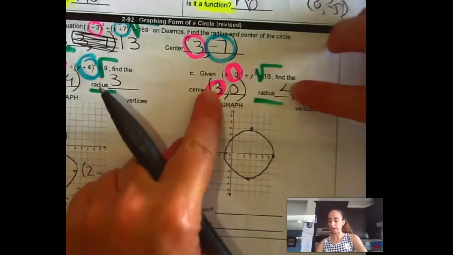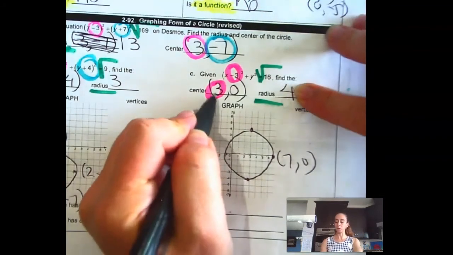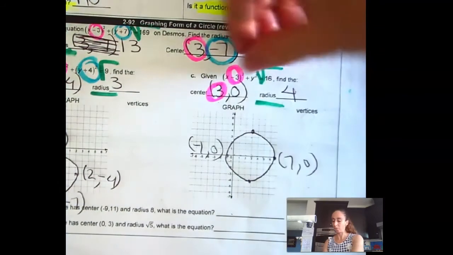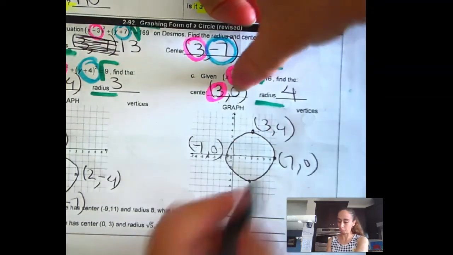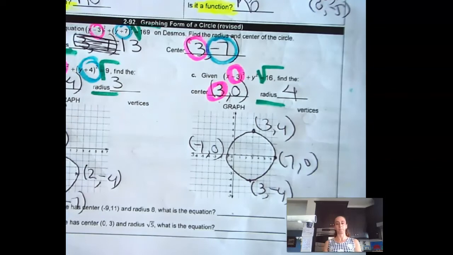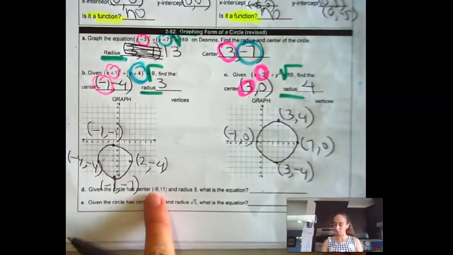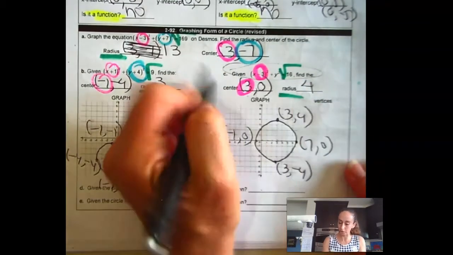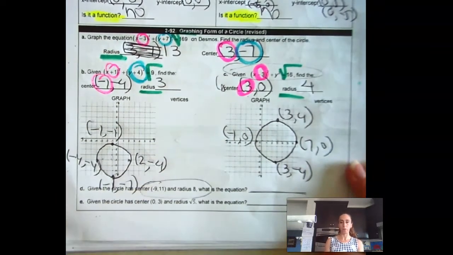Look at this. If I add 4 to this, 7, 0. If I subtract 4, negative 1, 0. If I add 4 to this, if I subtract 4, those are my points, and it matches up. All right. Now, this time they gave you this information, and they want the equation. So here I had the equation, you gave me information. This time I'm giving you information, and I want the equation.